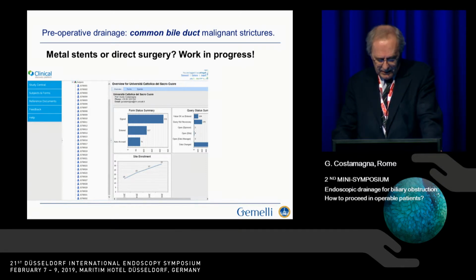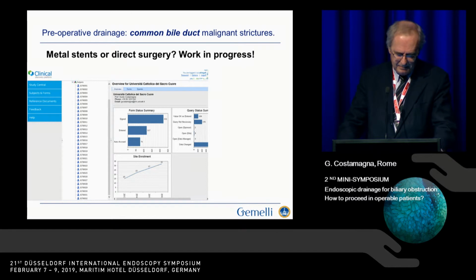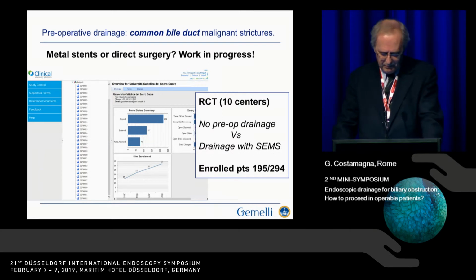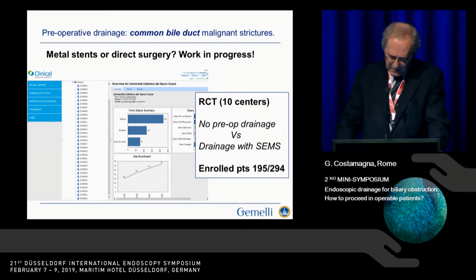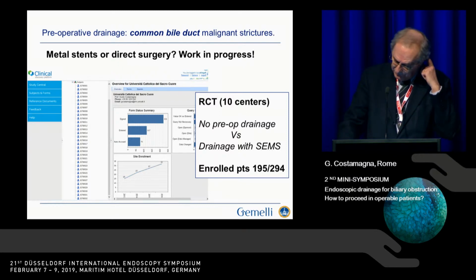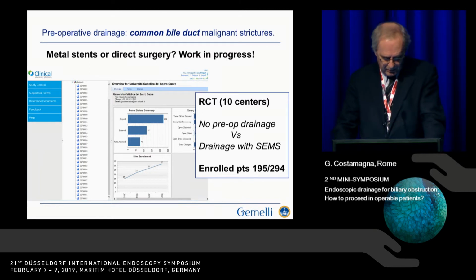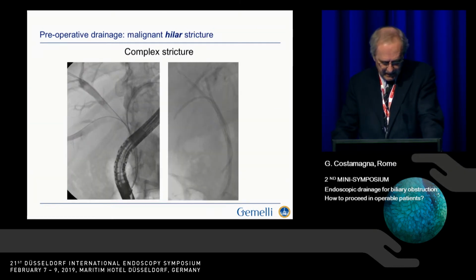Now the question is, do we have to use metal stents for preoperative drainage instead of direct surgery? Because apparently plastic stents are not good enough. That's a work in progress. We have a randomized control trial ongoing, and we have enrolled until now 195 patients out of 294 that are required to close the study.